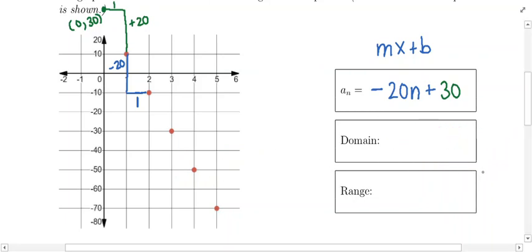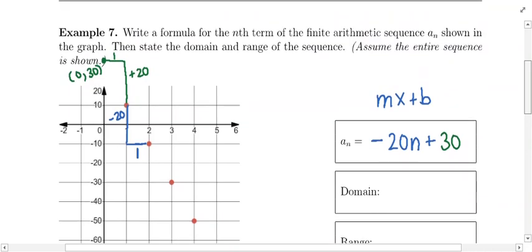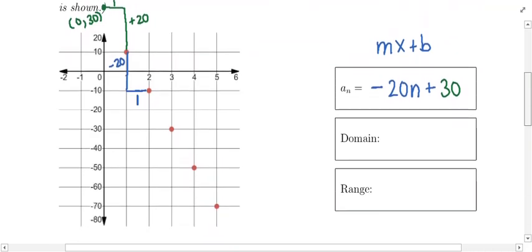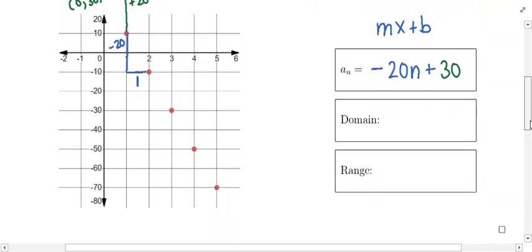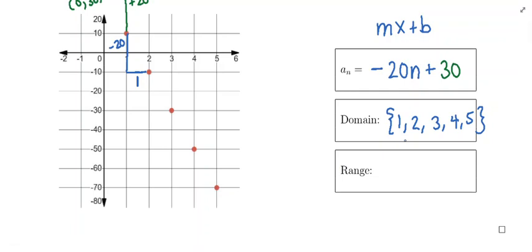Now we need the domain and range. Again, we're making the assumption that the entire sequence is shown, meaning that the sequence does not continue forever. It is finite, only a countable number of terms. Domain is tracking the number of terms. So we have the first term, the second term, the third term, the fourth term, and the fifth term. That's the domain. You're only dealing with the first 5 terms. You don't use interval notation here because we have discrete points, so you have to use the braces around your numbers.